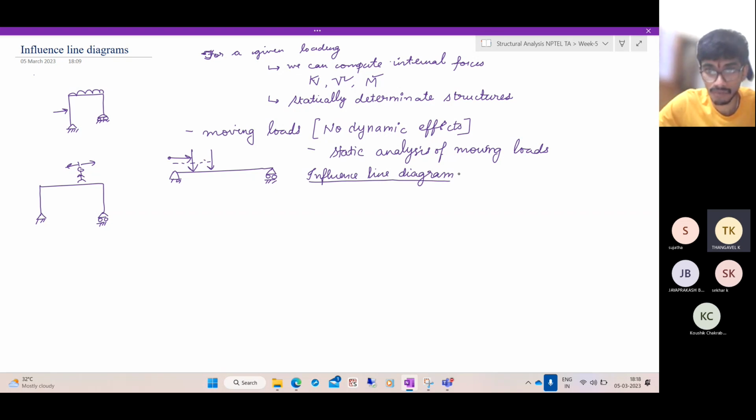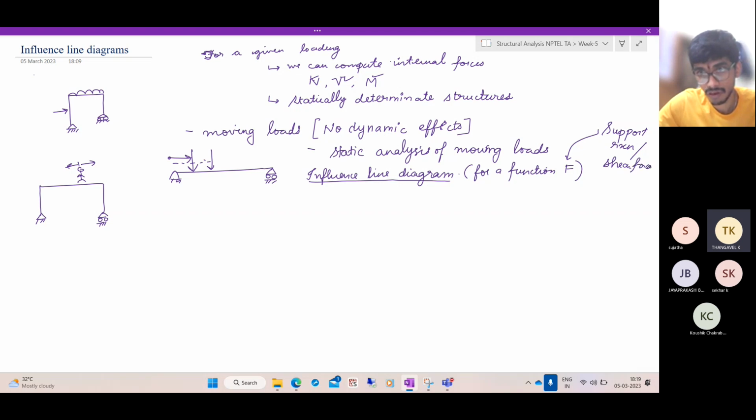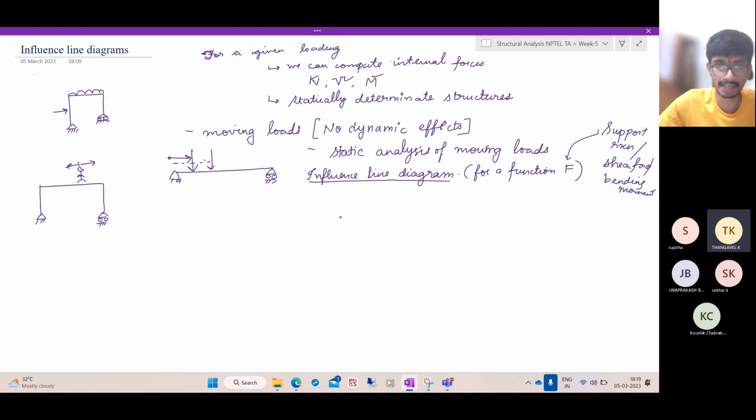an influence line diagram for a function, say f. This function could be a support reaction or shear force or bending moment. So what does the influence line diagram give?